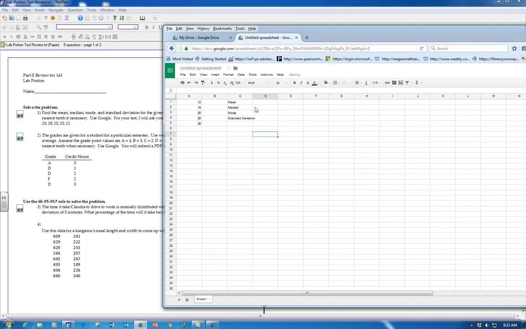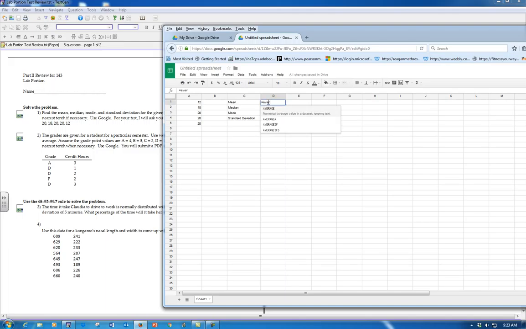And let's make this a little bigger so the word standard deviation will fit. And I'm checking to see if you can do the calculations in Google. So for this one, you're going to be putting equals average. Highlight your data, enter. There's your average. Median, so equals median. Highlight, enter. There's your median.